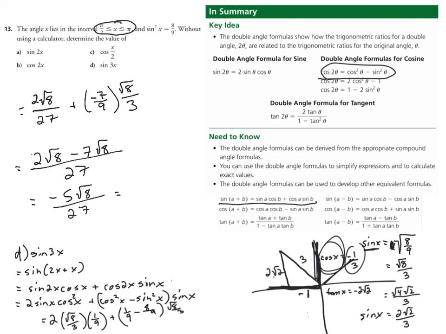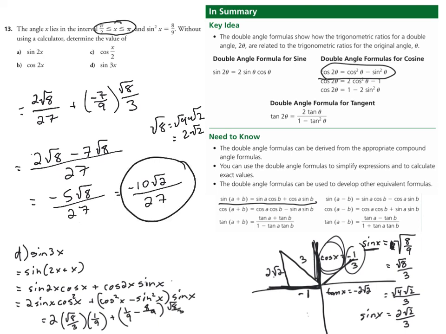That root 8 is kind of weird. That's root 4 times root 2. So root 8 equals root 4 times root 2, which is just equal to 2 root 2. So negative 5 times 2 root 2 is negative 10 root 2 over 27. There's your answer for sine of 3x.